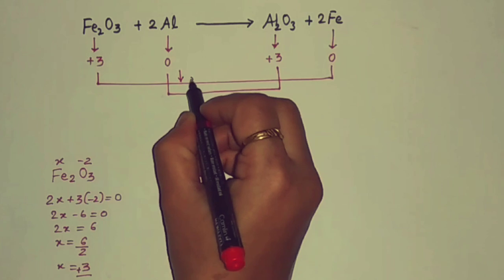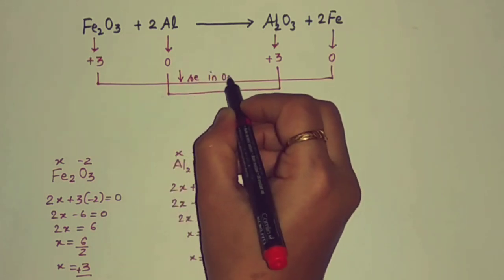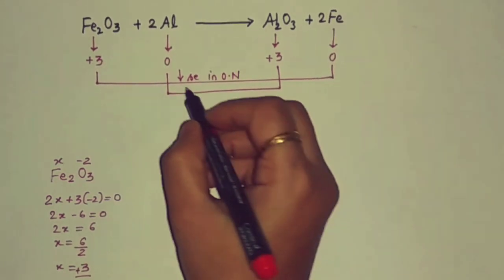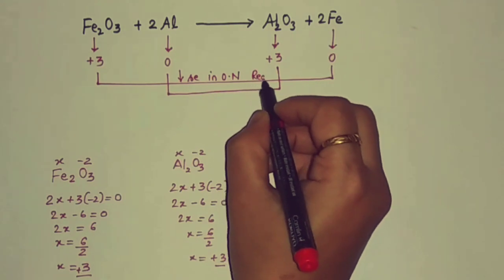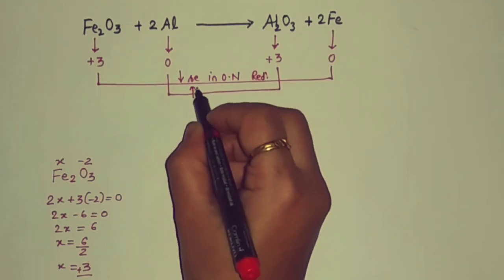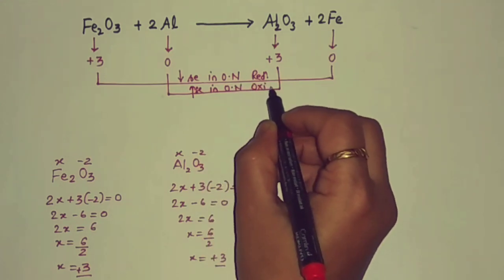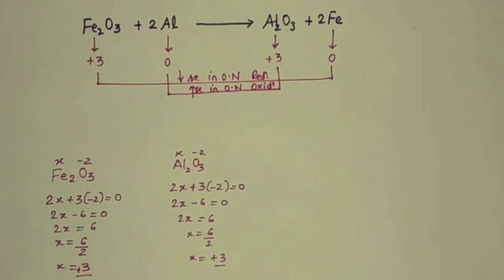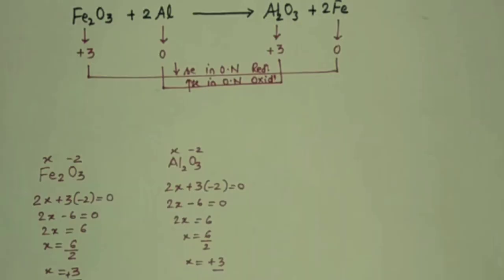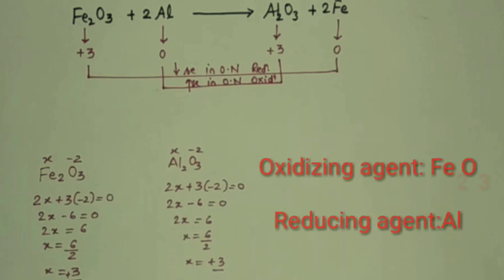So over here we can write down that a decrease in oxidation number is reduction, and an increase in oxidation number is oxidation. Over here, Fe undergoes reduction. Therefore, Fe2O3 is the oxidizing agent and Al undergoes oxidation. Therefore, it is the reducing agent.